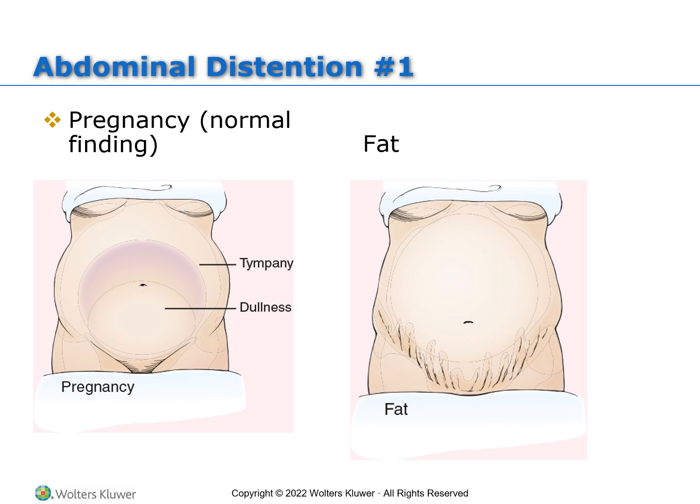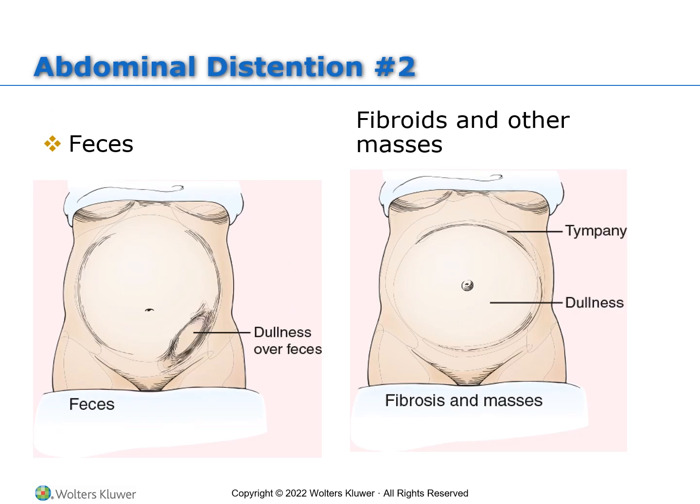Fat. Obesity accounts for protuberant abdomens for the most part. The abdominal wall is thick and tympany is the percussion tone elicited. The umbilicus usually appears sunken. Hard stools in the colon will look like a localized distension. Percussion over the area will sound like a dullness.